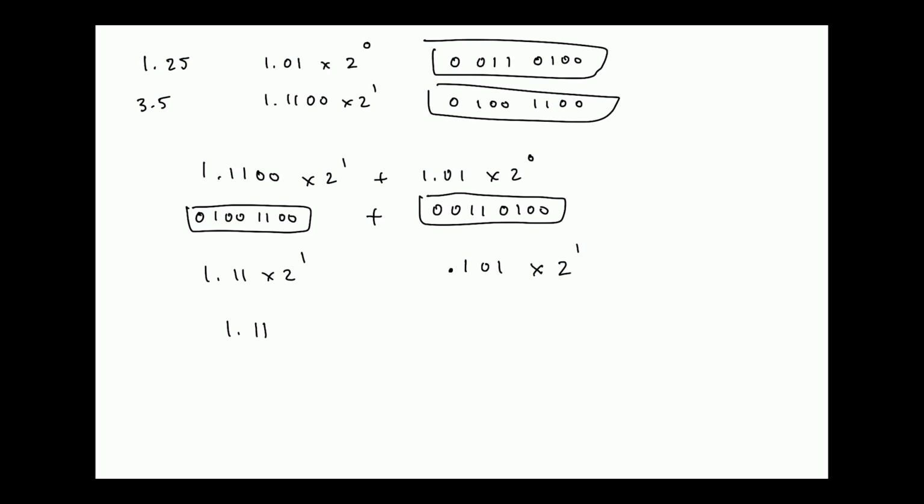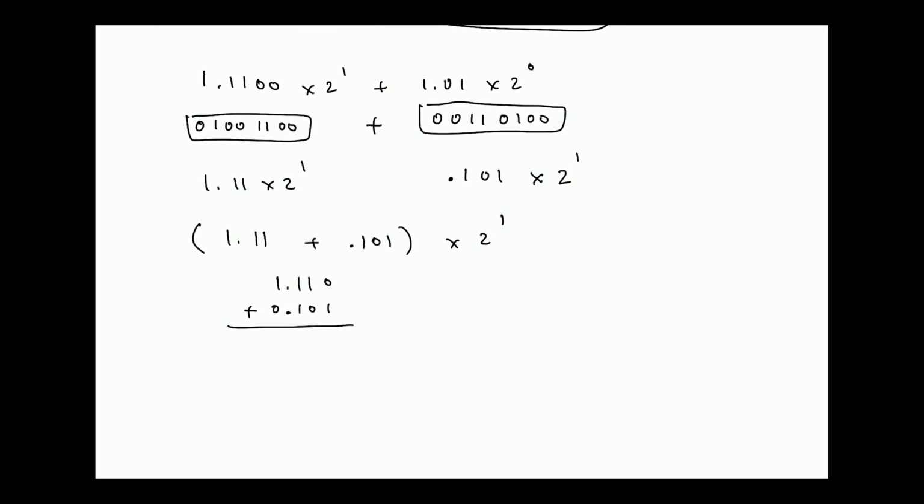And so I'd have 1.11 plus 0.101 times 2 to the first. Okay? All right, now we need to add what's in the parentheses. So let me write it this way, just for ease of us being human. Okay, and so what am I going to get if I start adding up all these bits? Well, I'll get a 1 there, no carry, a 1 there, no carry, a 0 here with a carry, a 0 here with a carry, and a 1.